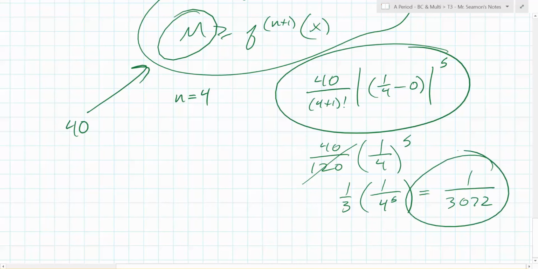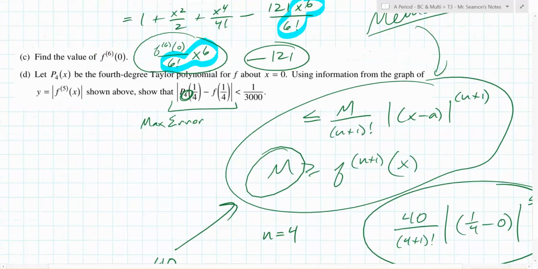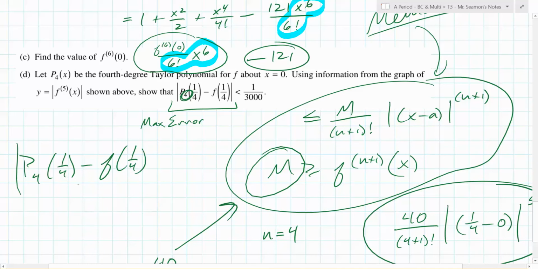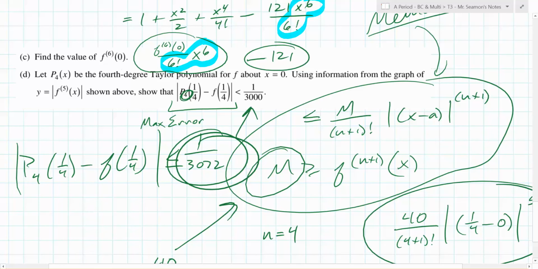But here's the thing. You just showed that this right here is less than or equal to 1 over 3072. But how does that fraction compare to this one? It's smaller. So therefore, it is less than 1 over 3,000.